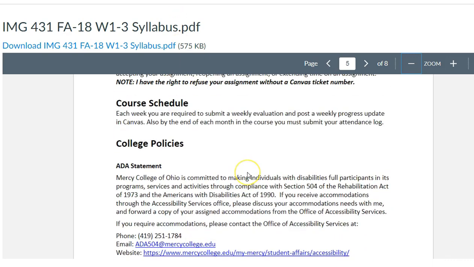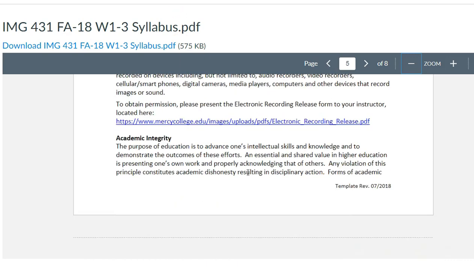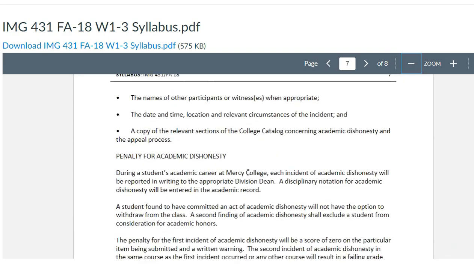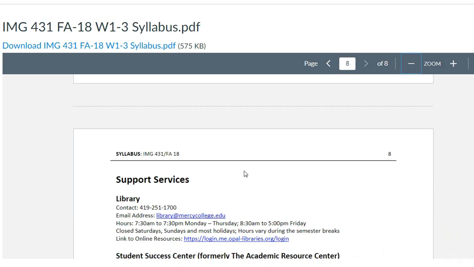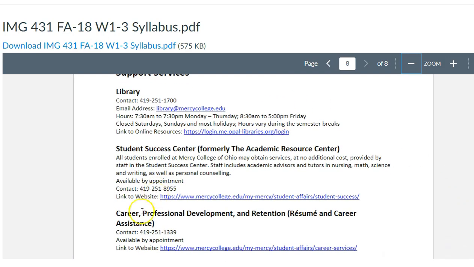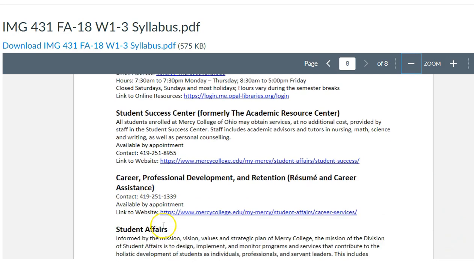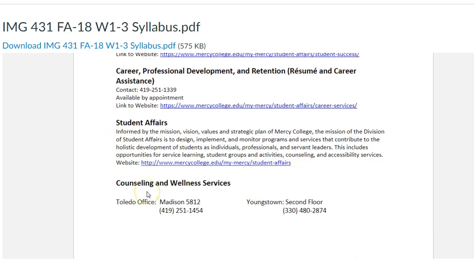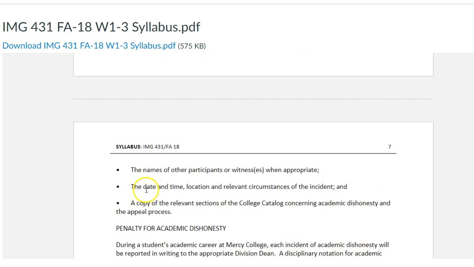Additionally, you can see some of the college policies here. If you have any questions about the college policies, please let me know. I'm more than happy to address any of those that you have. Looking for support resources, you can see the library resources, career professional development. So if you haven't updated your resume in a while with the new modality and the new training that you're doing, it may be a good point to update your resume, and you can see some information on how to do that here. Other resources are listed here as well.